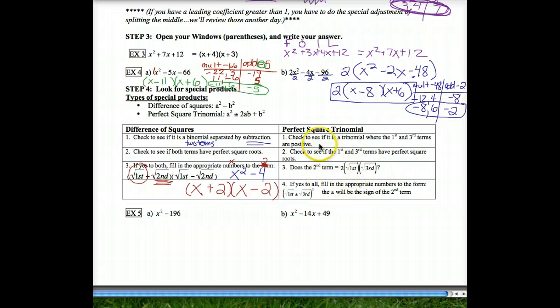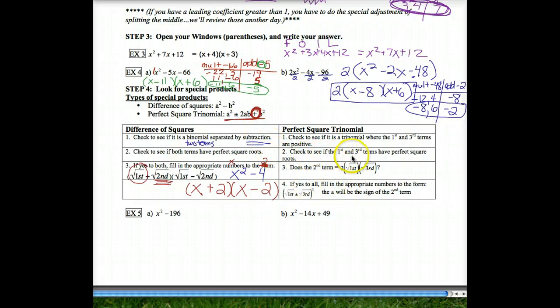So on a PST, it takes this form, and the plus or minus obviously is not really a plus or minus. Some of them are pluses and some of them are minuses. But trinomial means there's 3 terms. So you have to see, is it a trinomial, and are the first and third terms both positive? The key here, people miss this one. That has to be a plus for it to be a PST.